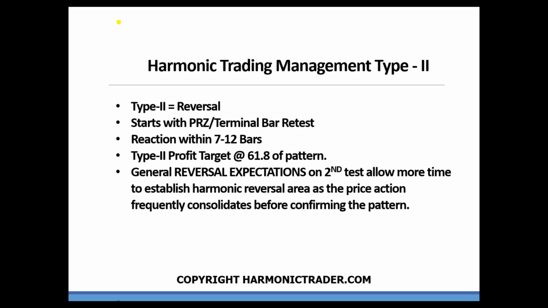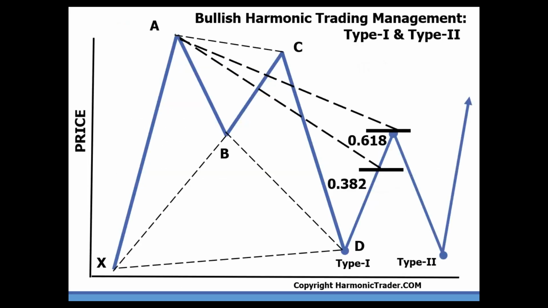These general reversal expectations, all in the secondary test, allow more time to establish the harmonic reversal area as the price action frequently consolidates before confirming the pattern. Here's our bullish harmonic trading management model of a type 1 and type 2 scenario. Looking at a bullish pattern, bullish bat here, where we again are looking at the initial completion and we expect this first thrust up to a 382 or as high as a 618 level, and then we look for the retest. Reaction, type 2, retest, reversal.